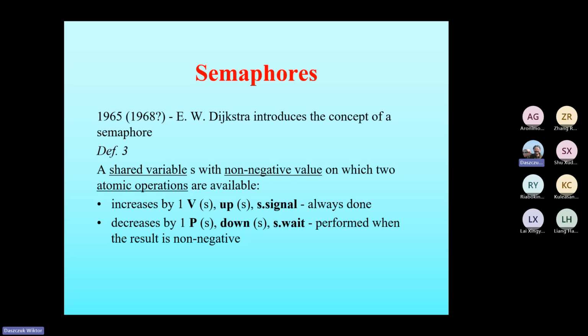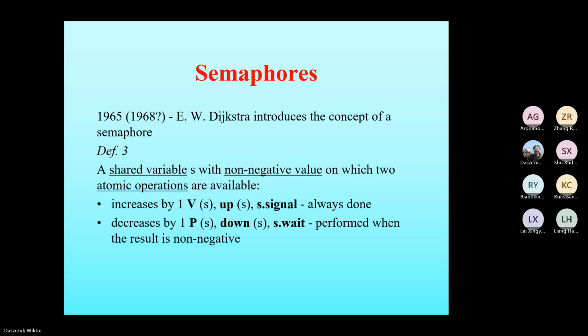The underlined parts of this definition are important, all of them. It is shared because many processes can access this variable for synchronization. Non-negative because crossing 0 is a synchronization point. We can lower 5, 4, 3, 2, 1, 0, and no, not below 0. It is a synchronization point. It's not negative.